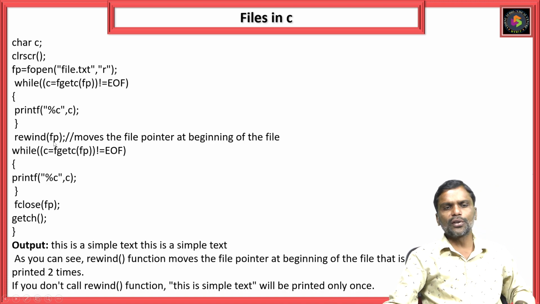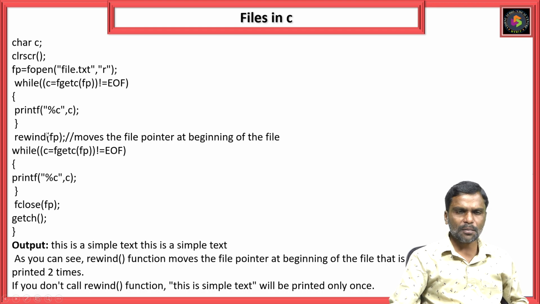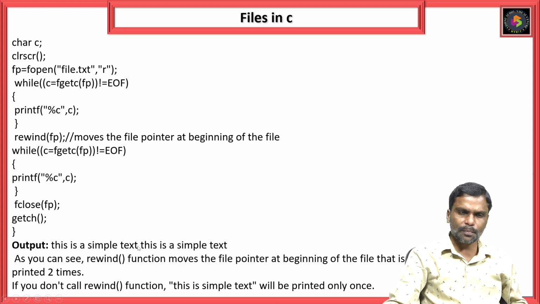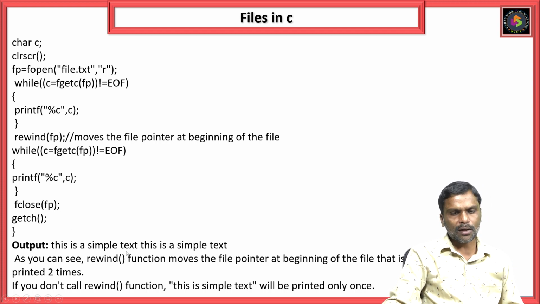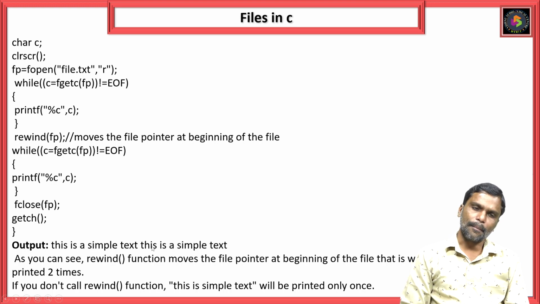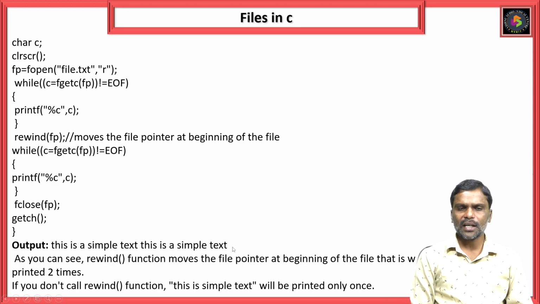Then what may be the output? Can you guess? Our file contains "This is a simple text", so the simple text will be printed 2 times, because we are already printing the character c in the first loop. After that, the cursor will print again from the beginning of "This is a simple text", because of the rewind function.